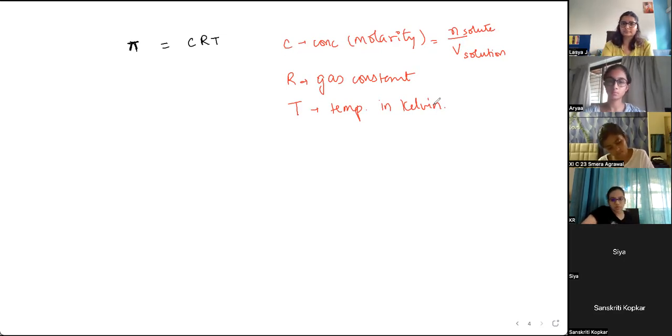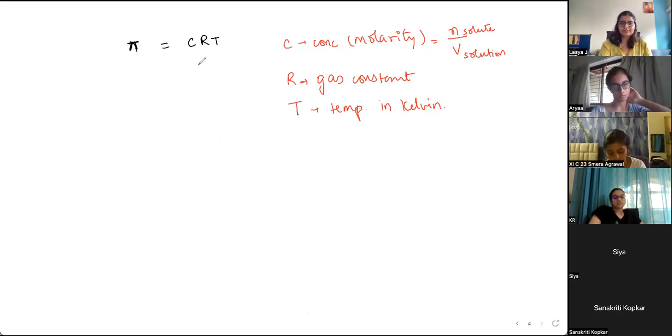Ma'am, why don't we use molality? Why do we use the gas constant? These are the relations. We'll have to go back and look into how these are derived. Isn't molality preferred? We can use molality. Again, you'll have to apply the conversion factor and everything.